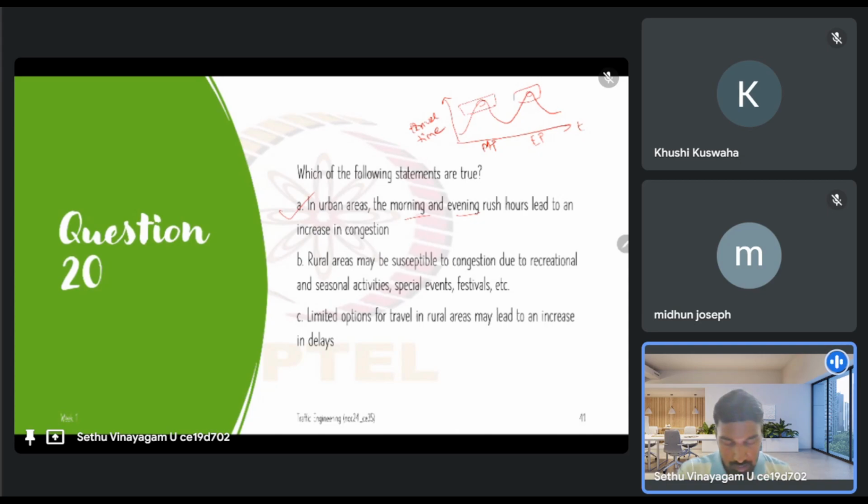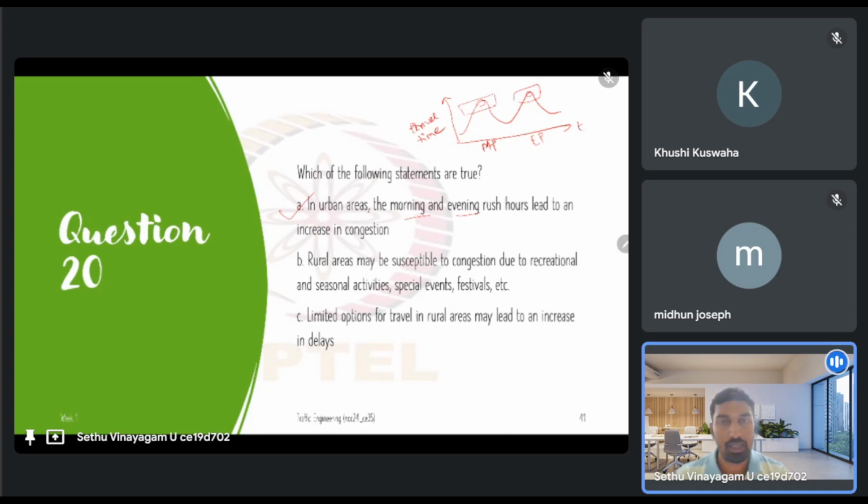And then option B is for rural areas. We say that they may be susceptible to congestion due to recreational and seasonal activities, special events, and festivals, right? As I said, in urban areas, the peaking that we see is mainly due to work trips or educational trips, right? People are dropping their kids at school and so on, whereas that is not much prevalent in rural areas, right? You will not have that many work trips or school trips happening.